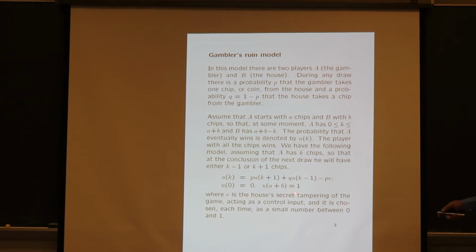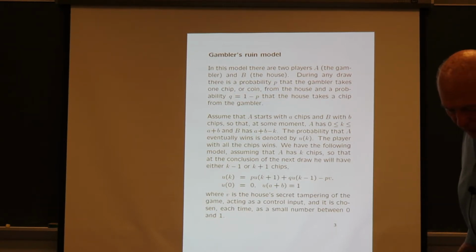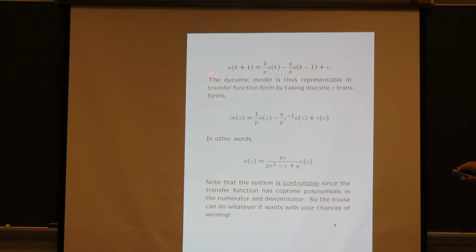So V is a secret tampering of the game, acting as a control input, and it's chosen each time as a small number, let's say between 0 and 1. For that particular model, it's very easy to get the input-output dynamics, in which V is the control applied by the house. It will produce this result as a weighted sum of the probabilities and the number of chips in each draw and the following one. When you take Laplace transforms of this model, you will get this input-output relation.